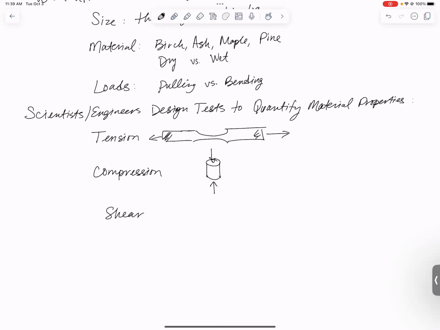There are a few different ways to do shear tests, but a really simple one would be to think about taking maybe just a cube of material and putting it between two plates and sliding the plates in opposite directions.